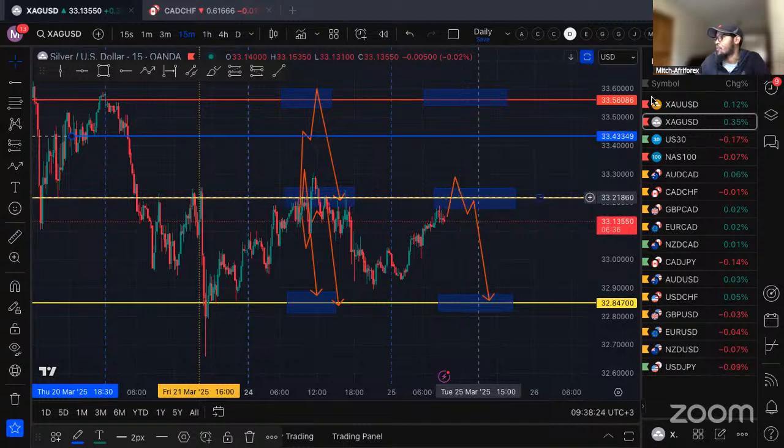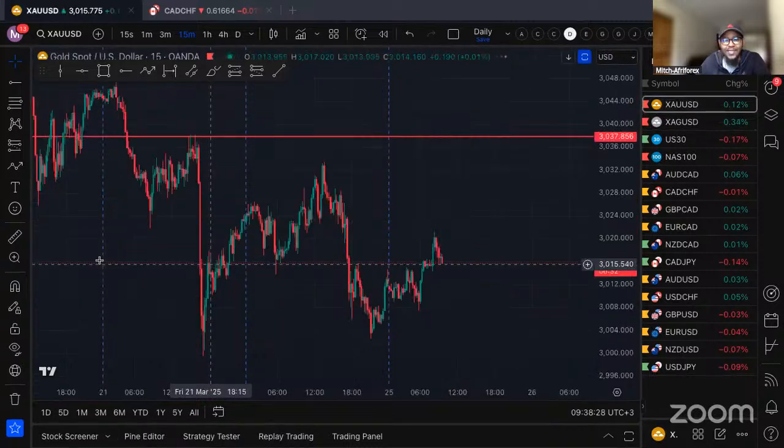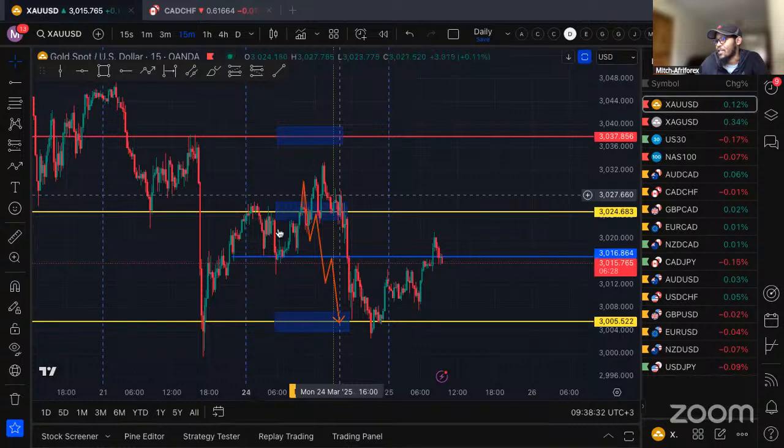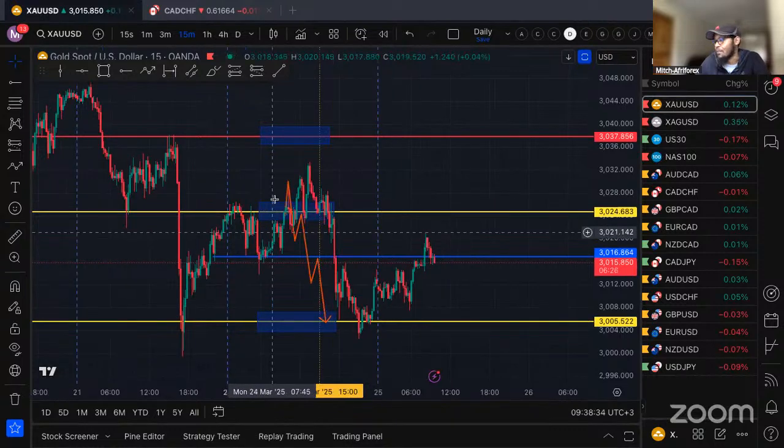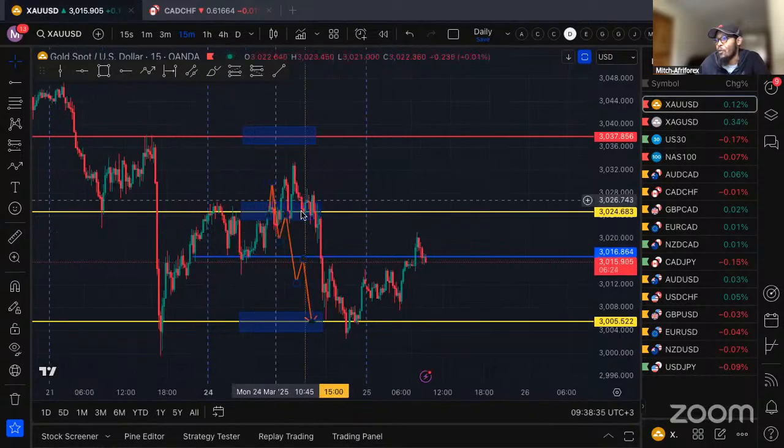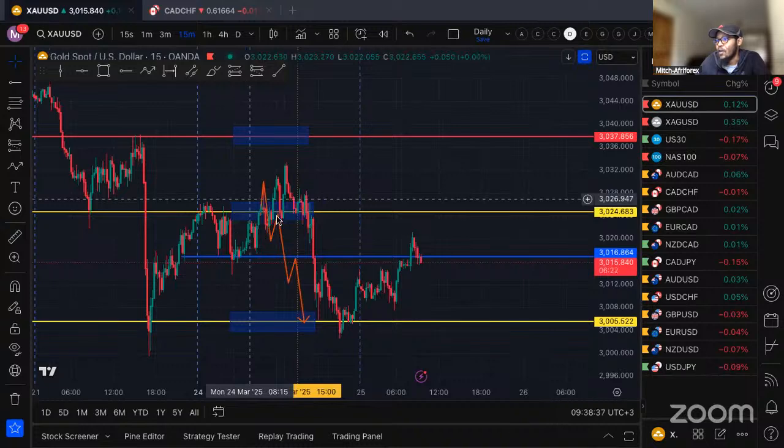So last but not least, we do have gold. Now, in gold, yesterday and today, our bias is and was to look for selling opportunities. You can see the areas that we had pointed out. Similar situation with silver, where we were within the seller's area. The market looked as if it was going to the upside.